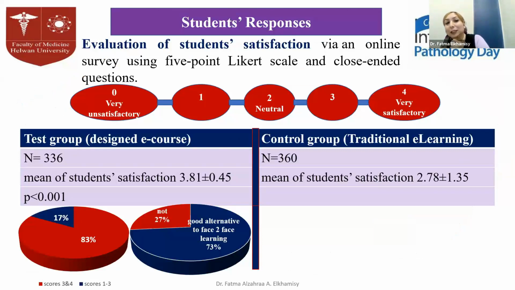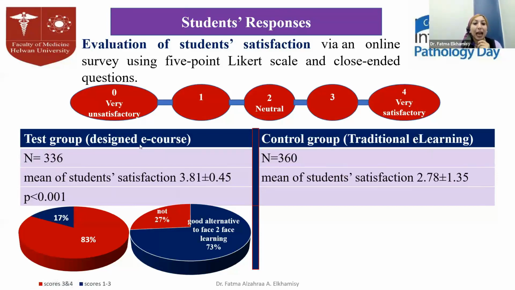Let's now see the students' responses. We evaluated students' satisfaction via an online survey using a 5-point Likert scale and some close-ended questions, with 3 and 4 for satisfactory and very satisfactory, 0 for very unsatisfactory, 1 for unsatisfactory, and 2 for neutral. We also evaluated the satisfaction of students who learned the same course via traditional e-learning with pre-recorded lectures and labs.